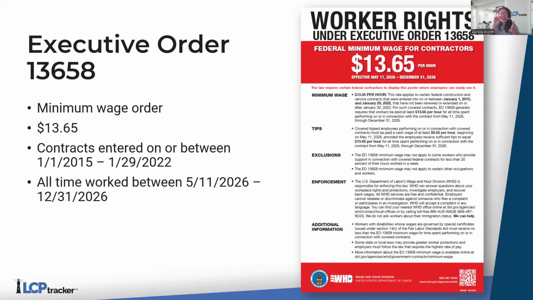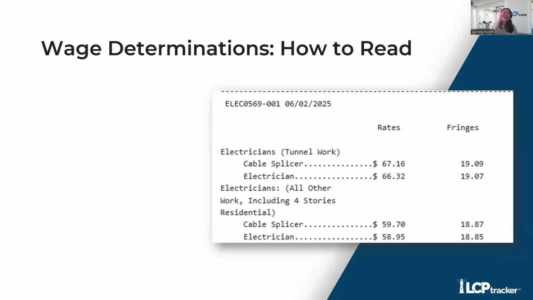So if you see a crafter classification listed that is less than $13 and some change, and it does fall into that contract time frame, you're going to have to make sure you're paying those employees at least $13.65. Okay, let's take a look at the actual rates here and the crafts and classes.